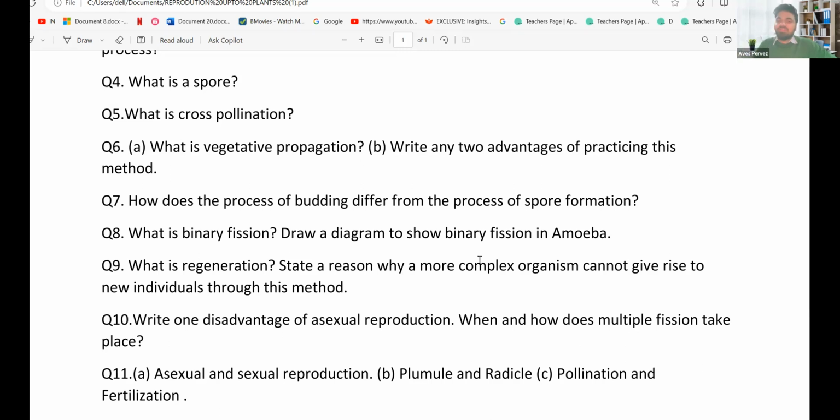Okay. Yes, Madhya, do you know what is vegetative propagation? Growing of a new plant from vegetative parts of a parent plant. Vegetative parts. Give two examples of vegetative parts of the plant. Root and stem.